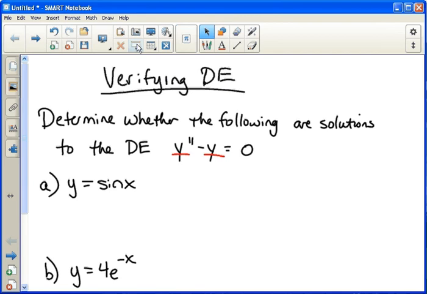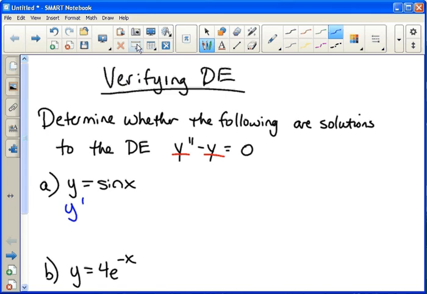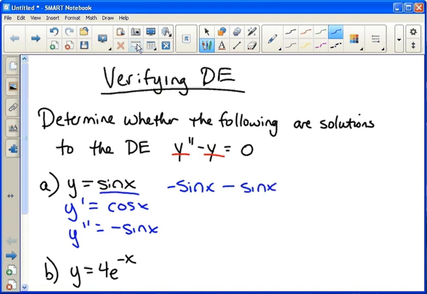Well, we obviously have the original, y is equal to sine of x, so now we need to find the second derivative. So we start by finding the first derivative of sine, which would be cosine, and then the second derivative would then be negative sine x. So I plug in the second derivative, minus the original sine of x, and I set that equal to 0. So all I'm doing is plugging this and this into the original to see if it works. So y double prime, negative sine x, minus y, sine x, equals 0.